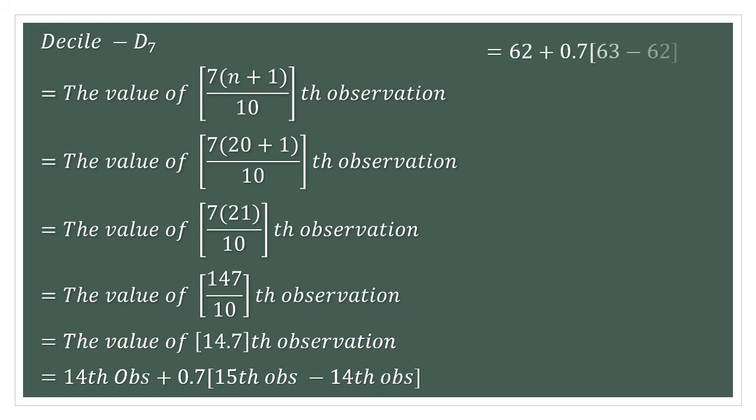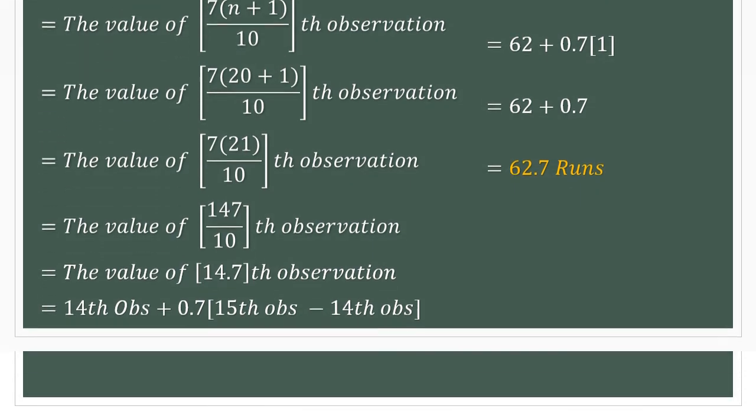14th observation is 62, 15th observation is 63. So 62 plus 0.7 into 63 minus 62. That would be 62 plus 0.7 into 1. First multiply 1 with 0.7 and then add it into 62. So our seventh decile, the D7 value is 62.7 runs.